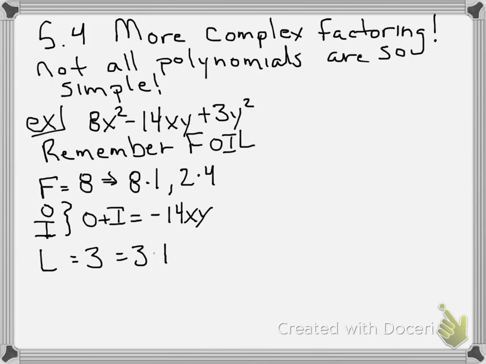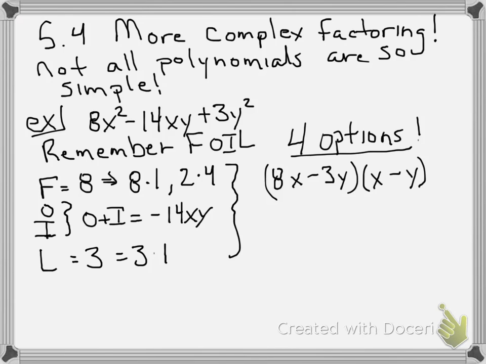We actually get several more options this time. We're actually left with 4 options by putting all the different combinations together. So first option is 8x minus 3y times x minus y. Okay, so you'll notice that I've got a minus sign here and a minus sign here. Where did that come from?